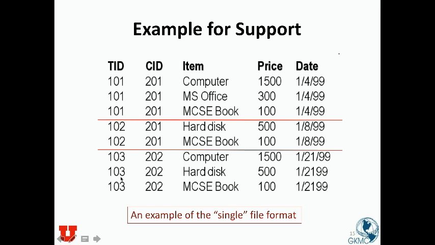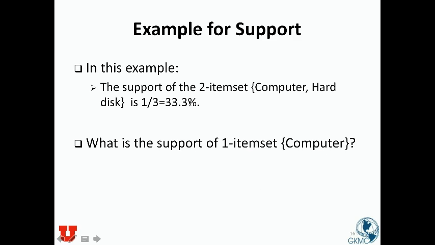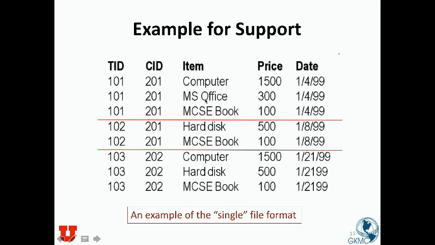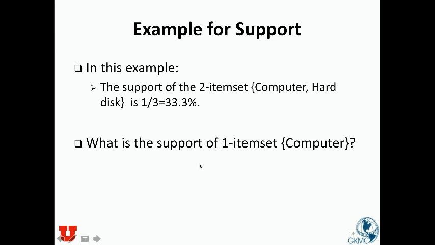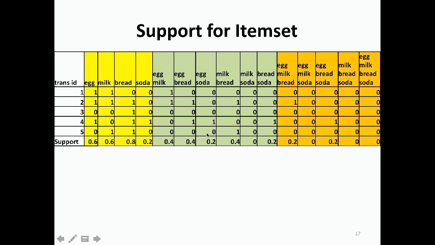So these are only three transactions purchasing two or three computer-related items. You can think about how to calculate the support of items that purchase computer and hard disk together in all of these three transactions. If you go back here, computer and hard disk, only this one. No other transactions purchase both of these together. So that's 1/3, 33%.